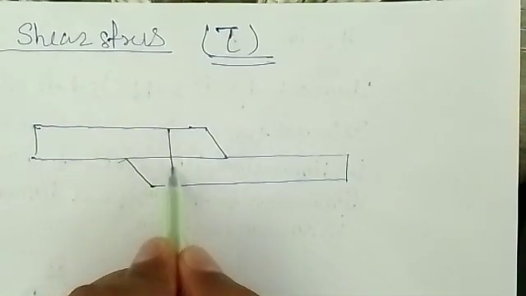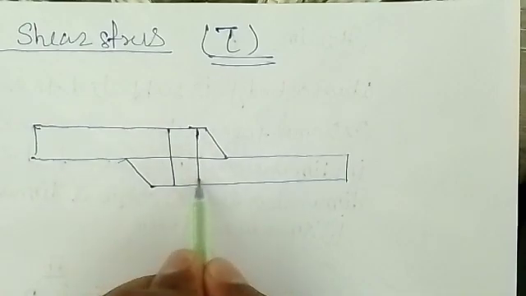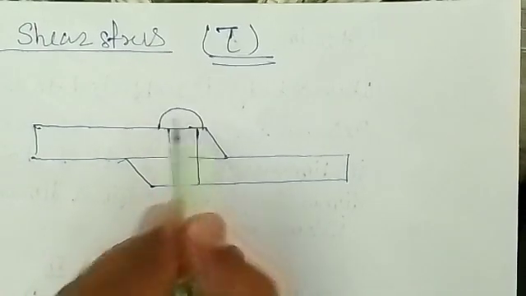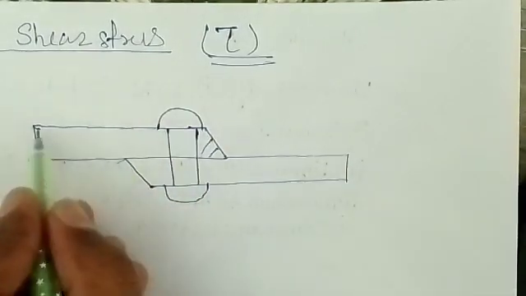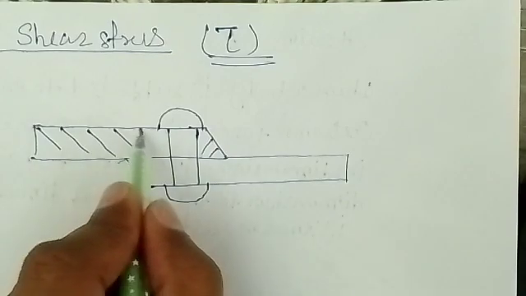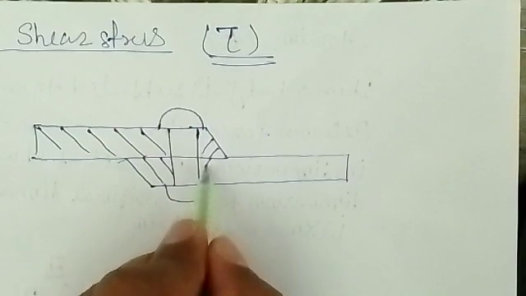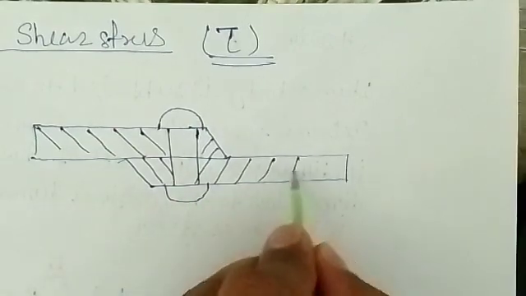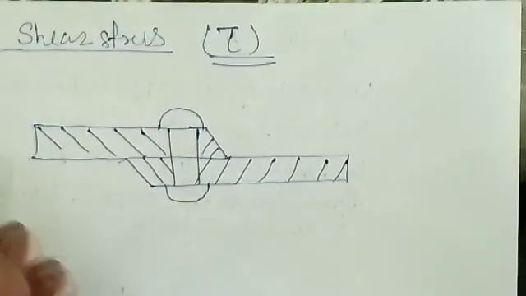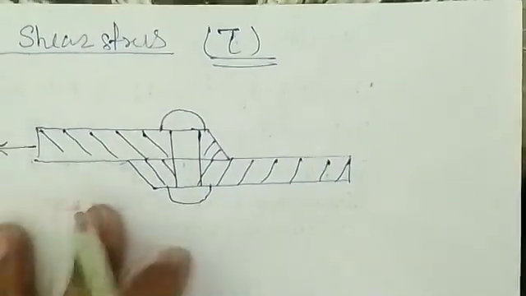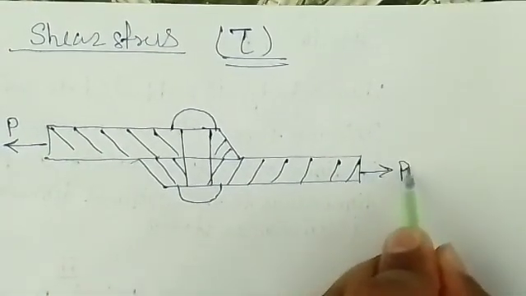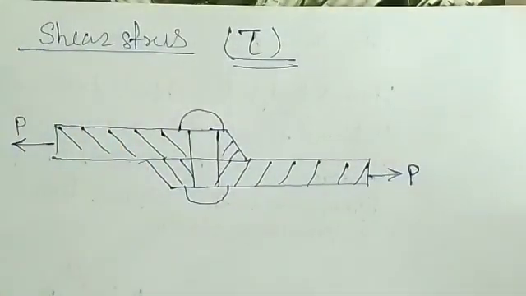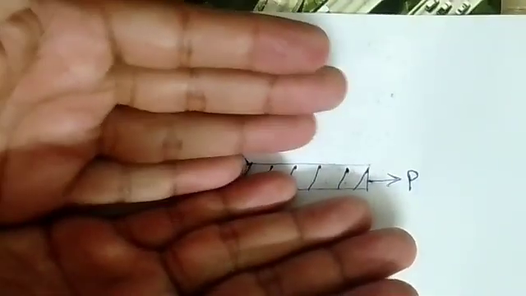Let's say these two sections are joined by a rivet. This is the rivet joint, and you can provide the hatching. So this section applies one load of magnitude P, and this section also applies a load of P, equal and opposite but tangential. These sections are acting tangentially.